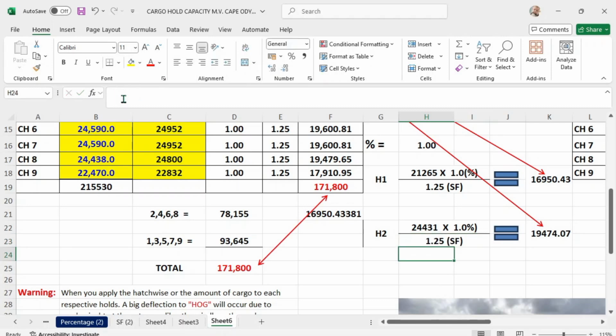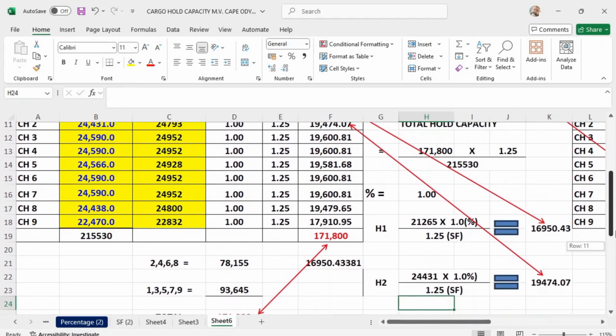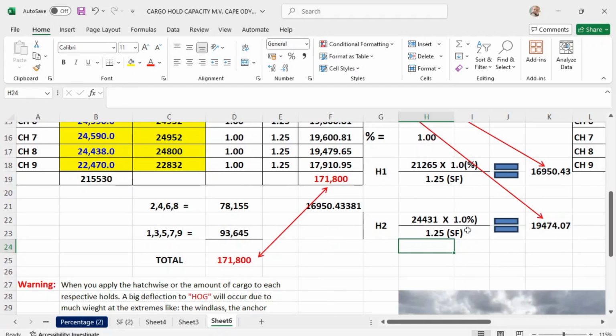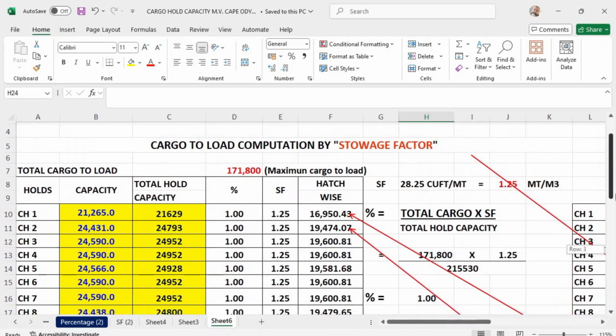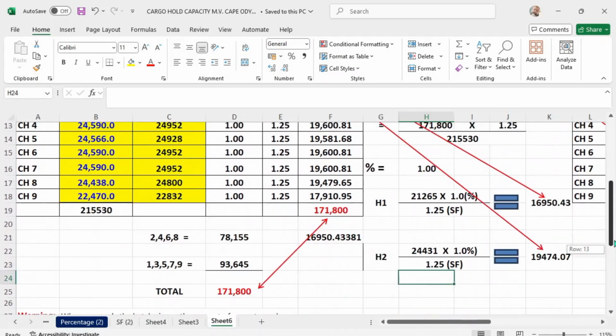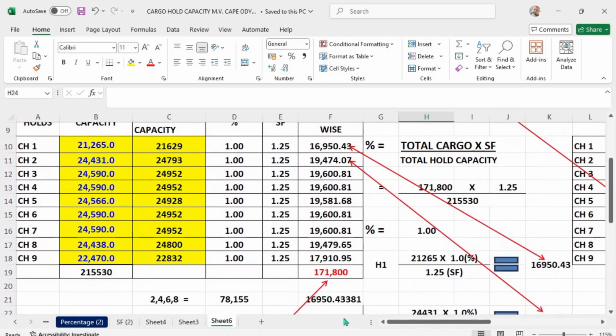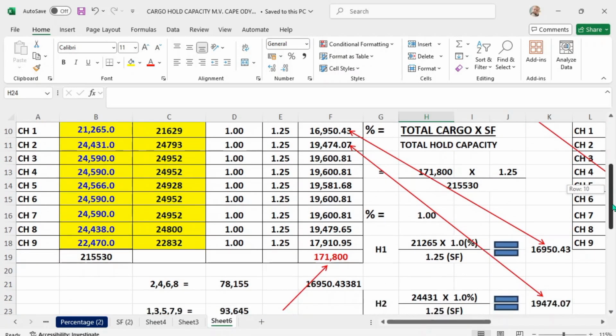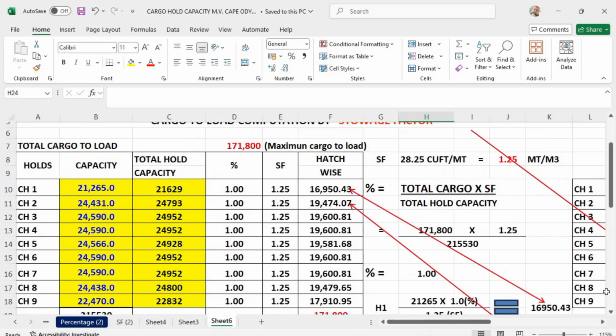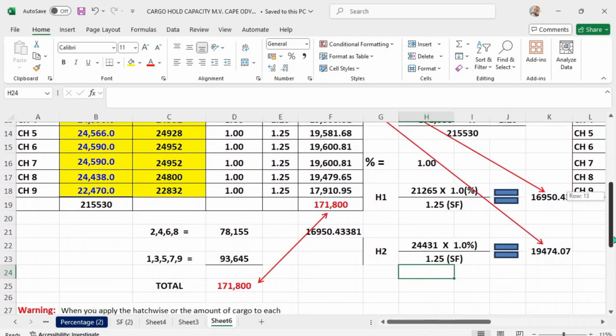1.25, and you will get a value of 9407. Okay, just save this one until you reach hole number 9. Okay, and if you total all this all together, that will be 171,800.